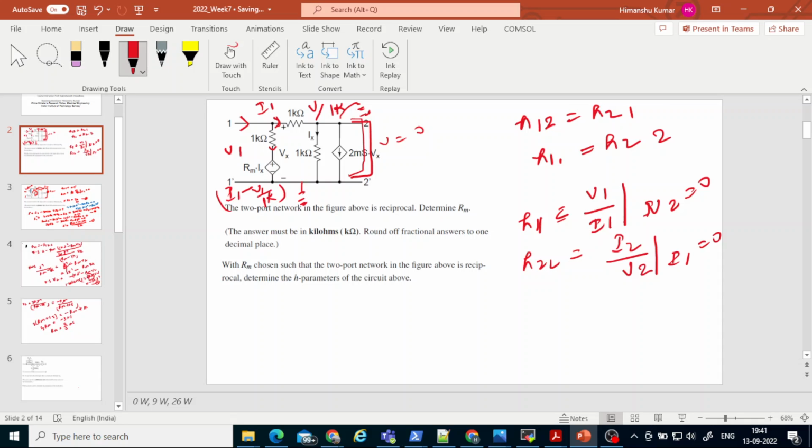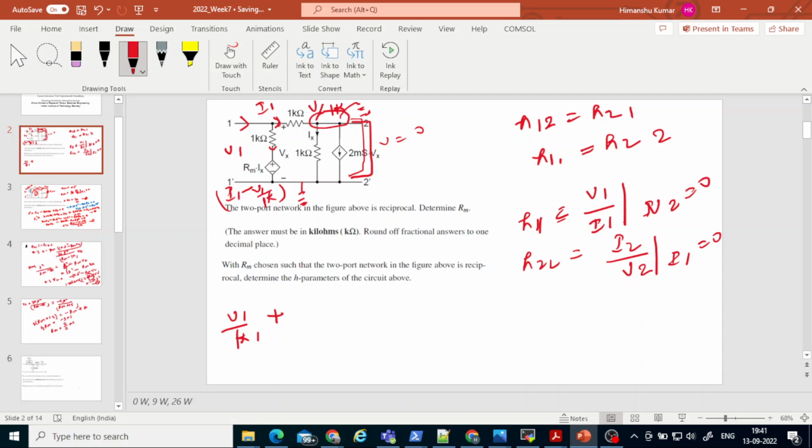Okay, so now let's apply this. In this case, Vx is the same as V1, so we can apply the KCL at this node. The current incoming is V1 by 1k plus the current Ix.